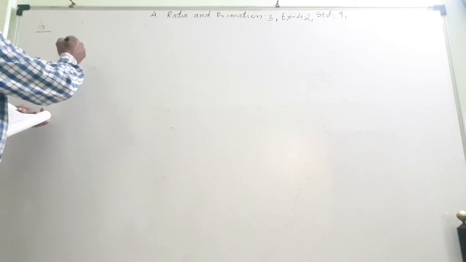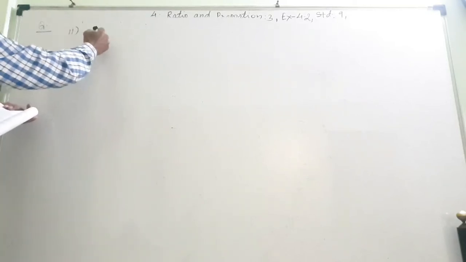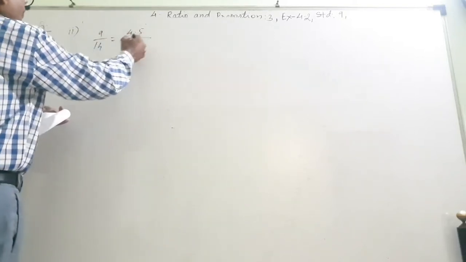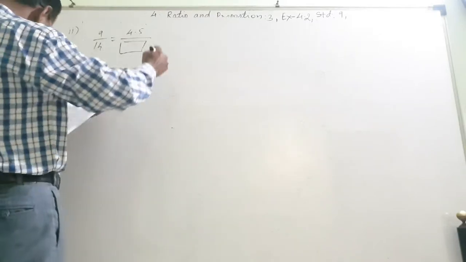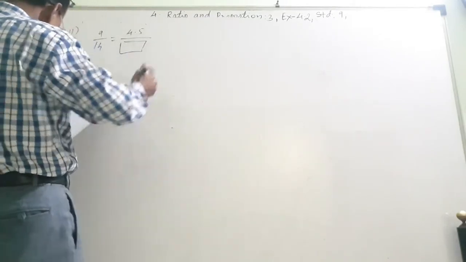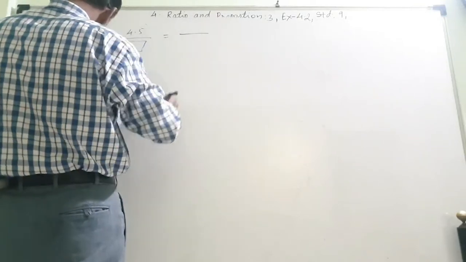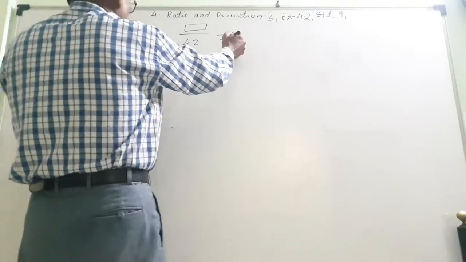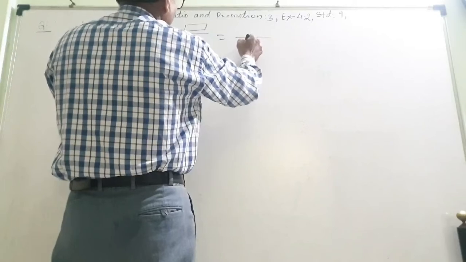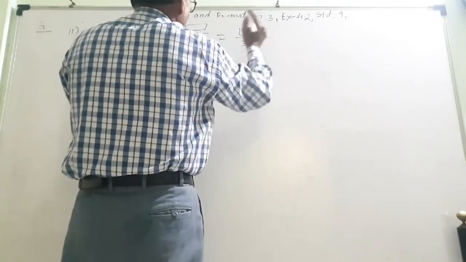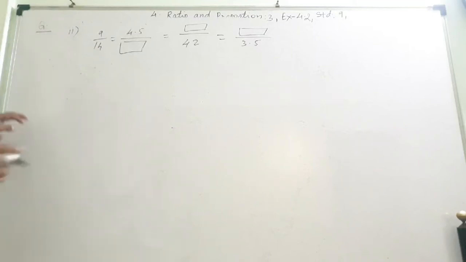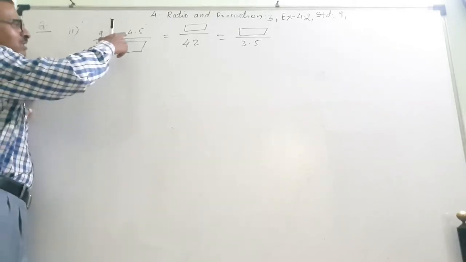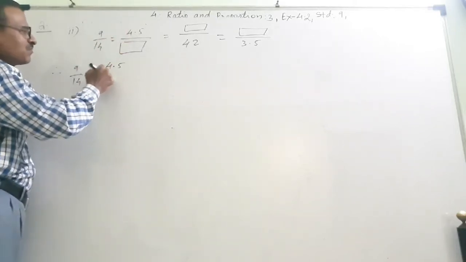The second one is 9 upon 14 is equal to 4.5 upon box, is equal to box upon 42, and is equal to box upon 3.5. Therefore, 9 upon 14 is equal to, how is this 4.5 obtained? So I will write as it is now first.